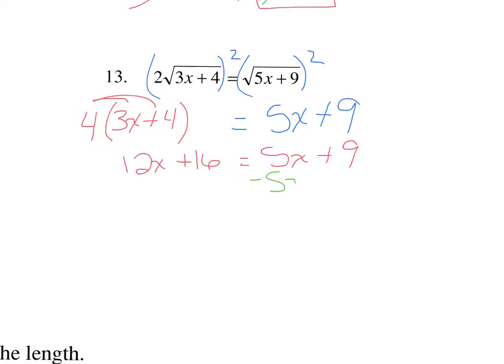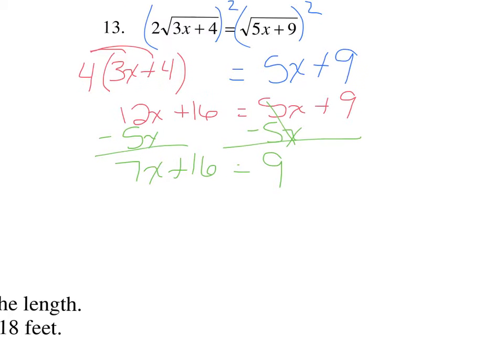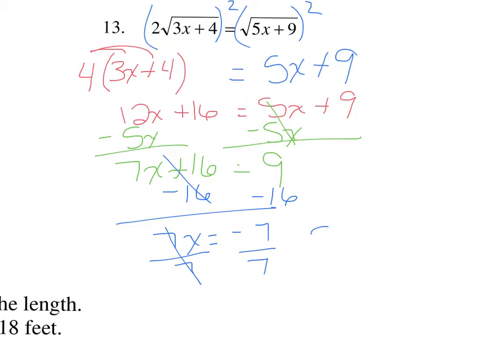Now subtract the 5x to get the x's all to the same side. We have 7x plus 16 equals 9. Then move the 16 to the other side. So 7x equals negative 7. Divide by 7. Looks like x equals negative 1. Negative 7 divided by 7.